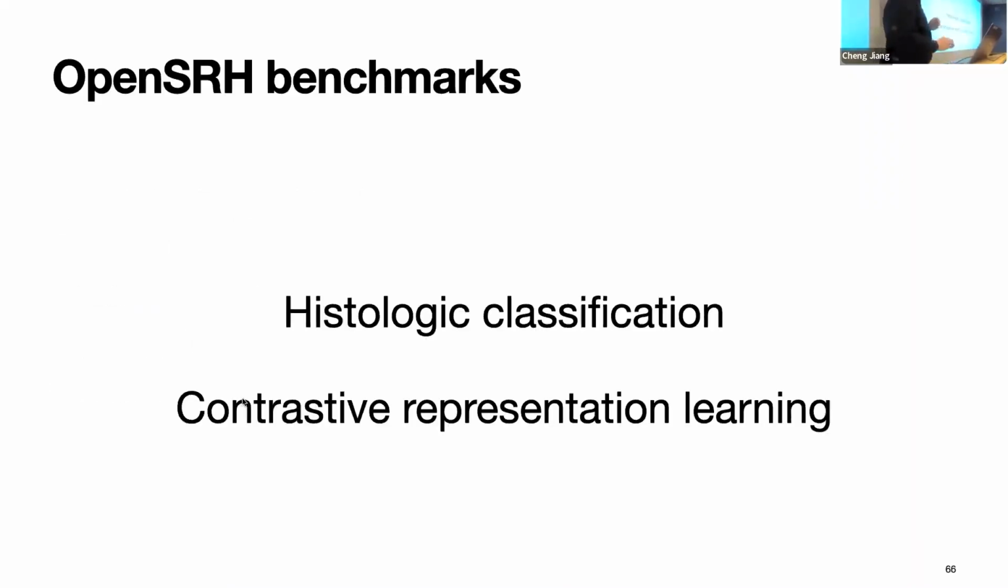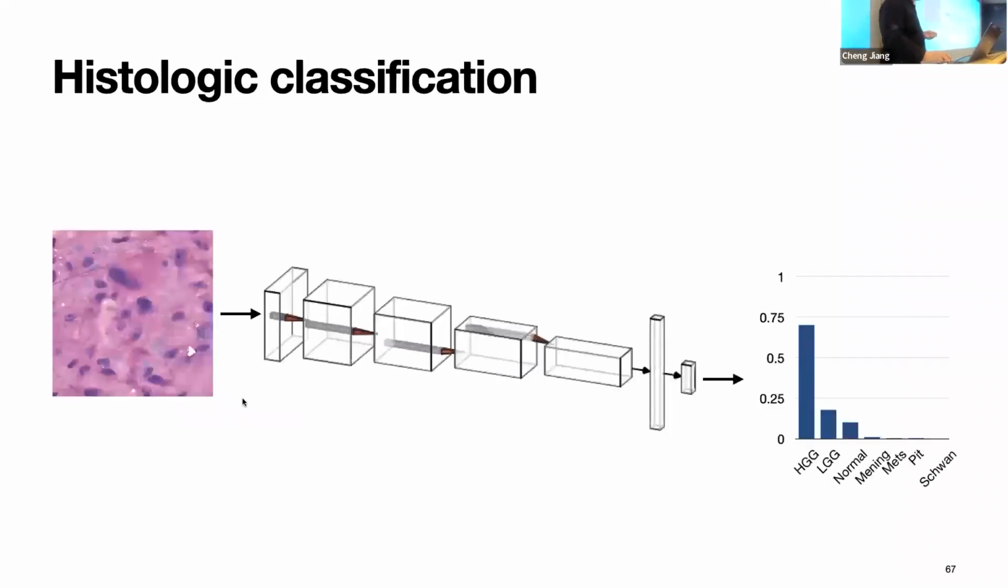All right, so next up, I want to talk about the benchmarks that we included with our data set. We included histologic classification, and we also benchmark contrastive representation learning on the data set. So first, let's talk about the histologic classification.